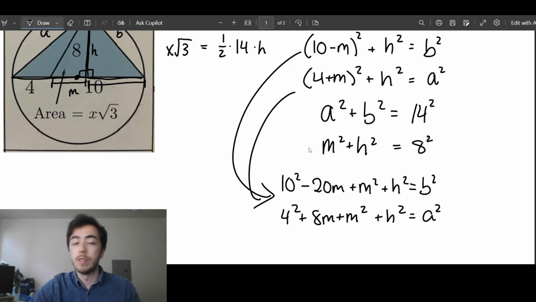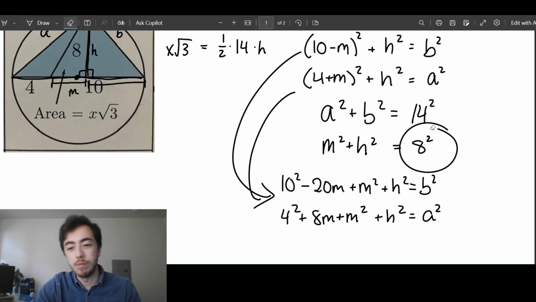And then I noticed the reason why I expanded this is that m squared plus h squared is just the same as 8 squared, or 64.